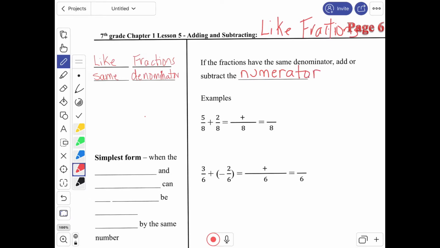For example, 5/8 plus 2/8, we just add the 5 plus the 2, and the denominator stays the same. 5 plus 2 makes 7. So 5/8 plus 2/8 is 7/8.